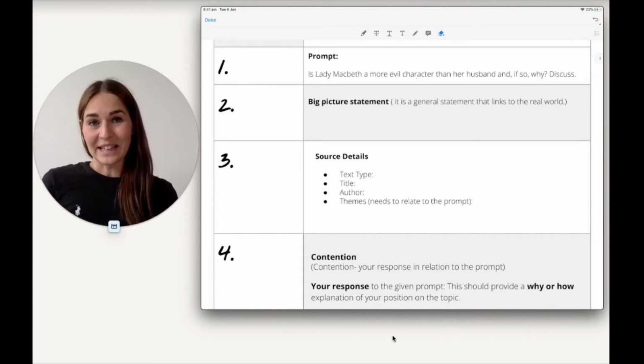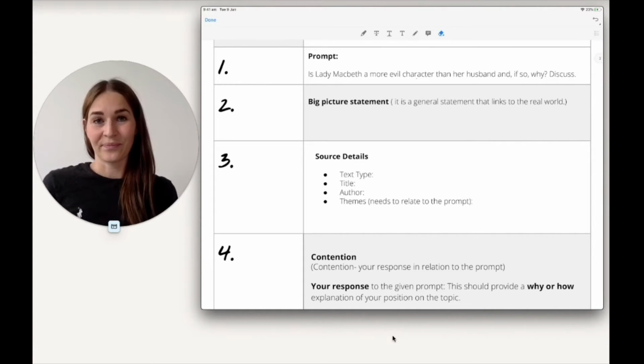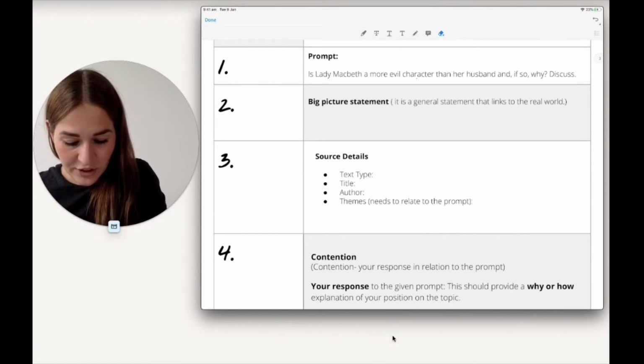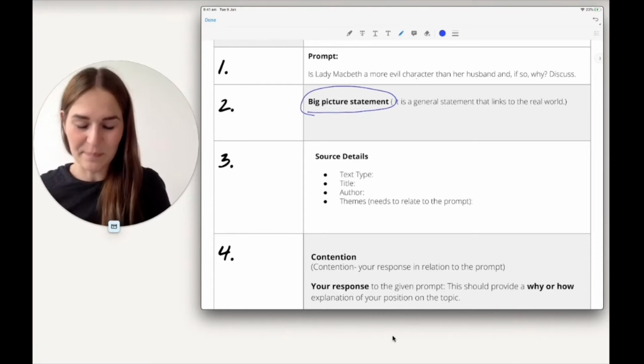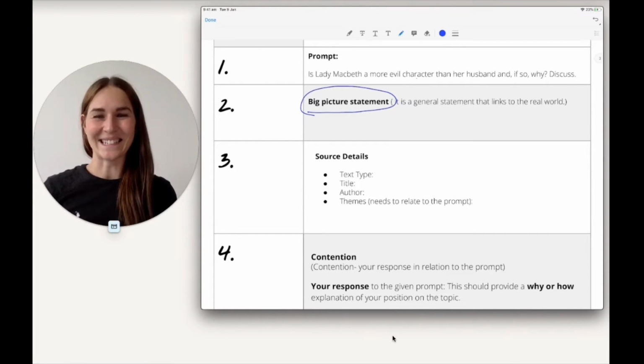And last but not least, your contention. So today we are going to talk about the big picture statement. Let me highlight that for you. Big picture statement. All right, let's get started.